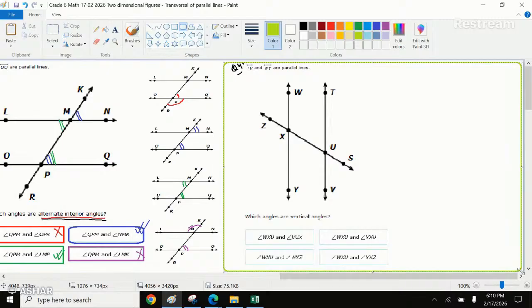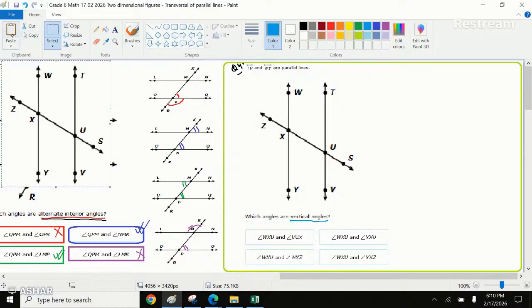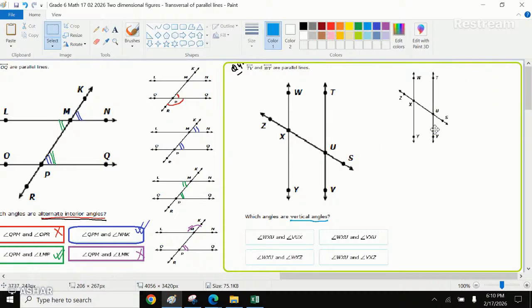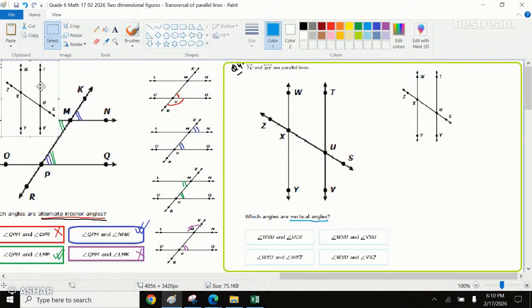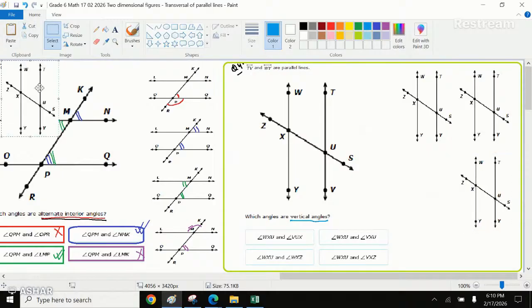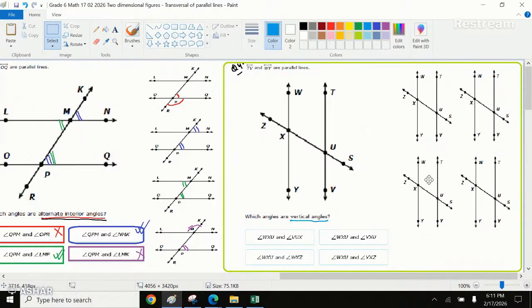So in question number 4, what we need to find is vertical angles, right? Let's make a copy of this and see which out of these 4 pairs would be vertical angles. Okay, this is the first copy we have. I'm just making 4 copies so that we can work on the copies and we do not have to work on the original. Okay, I made 4 copies over here.